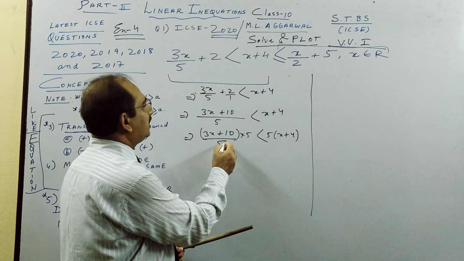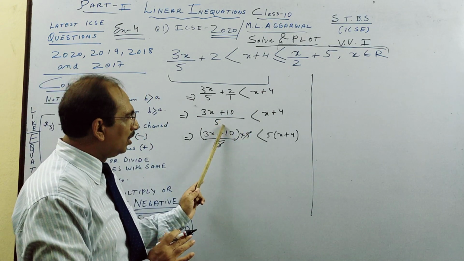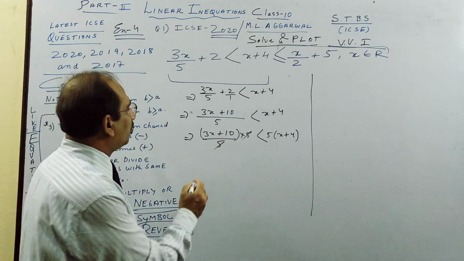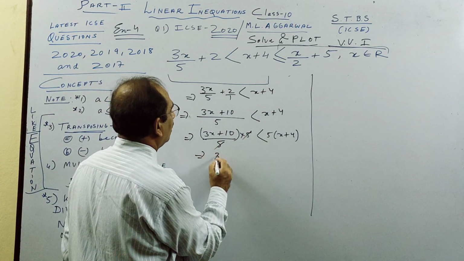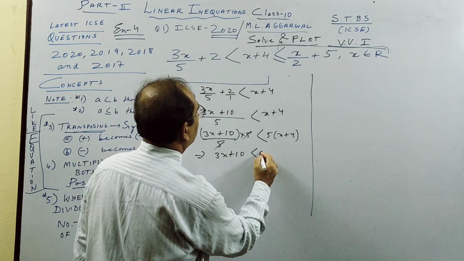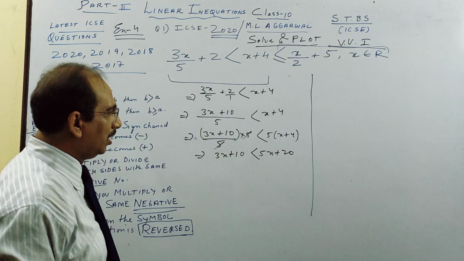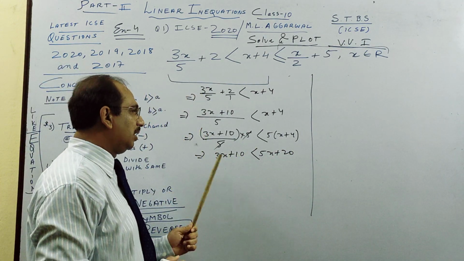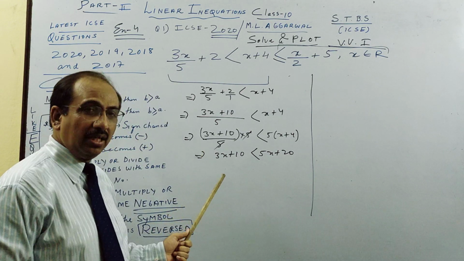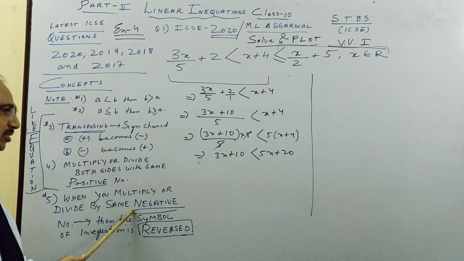As you will see, this will cancel. Ultimately, as if the division becomes multiplication on this side. But this step is important. So finally what we have is 3x plus 10 is less than 5x plus 20. So open the bracket. Now from here there are two methods. One is what is generally done, and the other is what I'll tell you when I use it.